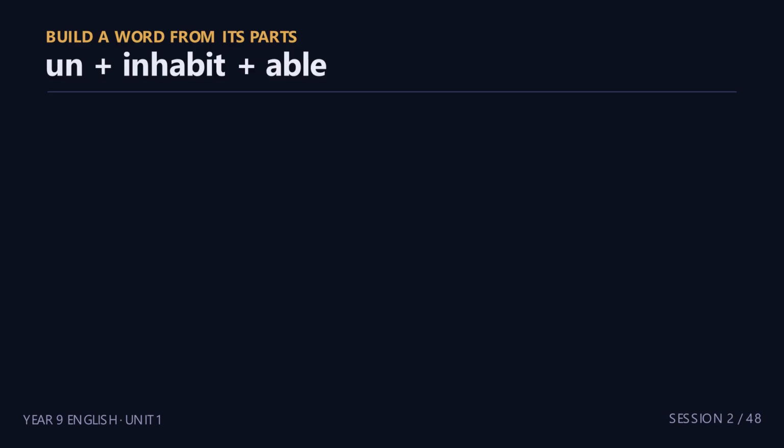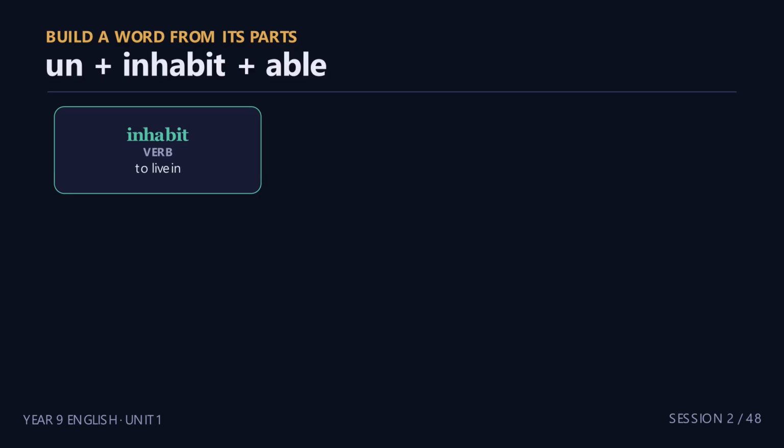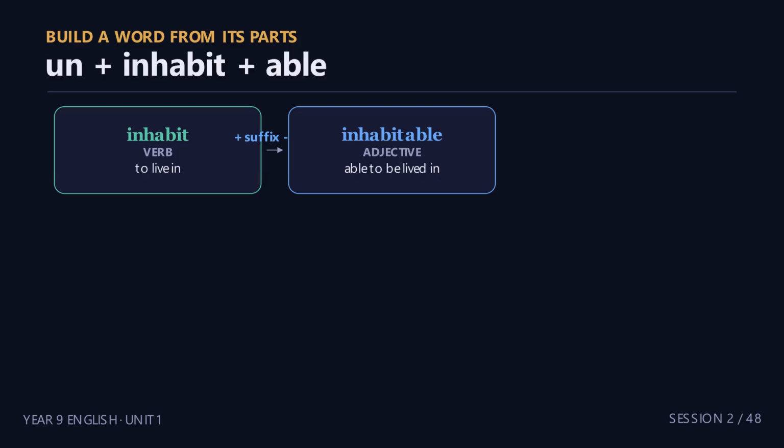Let's build a word from its parts, because morphology is a skill you can use on any unfamiliar word in any exam. Take uninhabitable. Strip it down. The root is inhabit, a verb, meaning to live in. Add the suffix able, and you get inhabitable, an adjective meaning able to be lived in. Now add the prefix un, and it negates that adjective, uninhabitable, not suitable to live in.